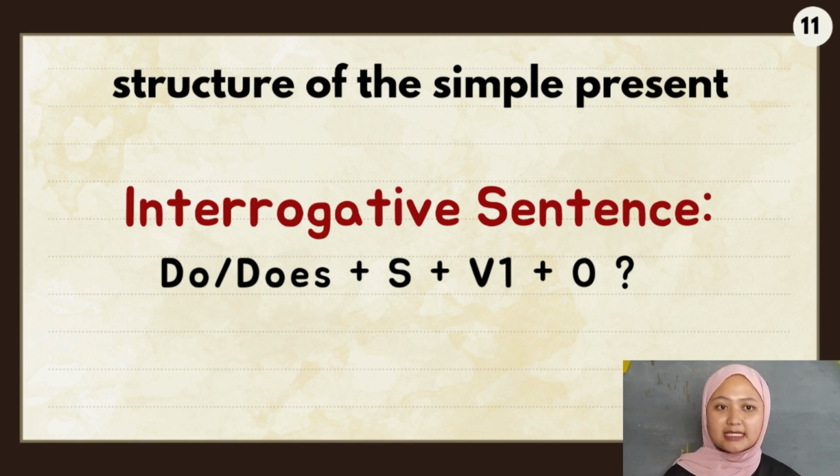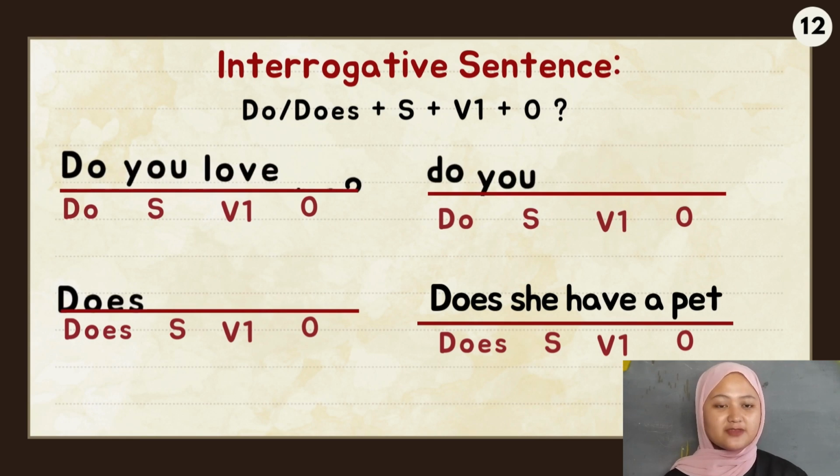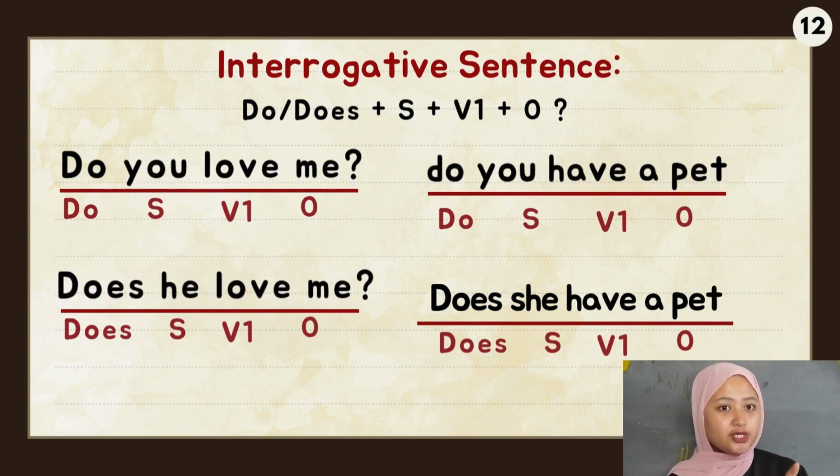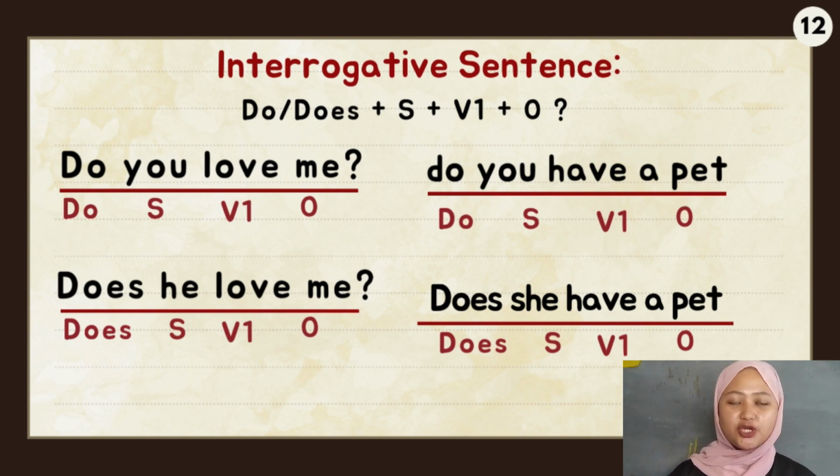The formula is do or does plus subject plus verb 1 plus object. An example of an interrogative sentence is do you love me? Do is do or does. You is subject. Love is verb 1. Me is object. Next example is do you have a pet? Do is do or does. You is subject. Have is verb 1.